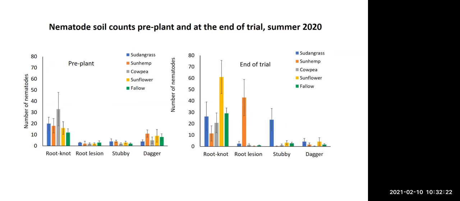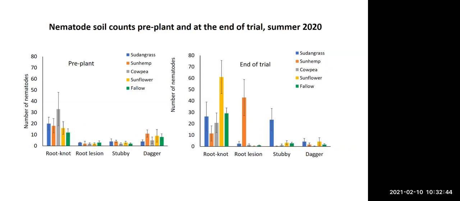This slide shows you the nematode soil counts pre-plant and at the end of the trial. So we had some reasonable numbers of root knot before we planted. No significant difference with any of the treatment. We also had some root lesion already in there, some stubby root nematodes, and also some dagger nematodes. So a fairly diverse plant parasitic nematode population to start with.